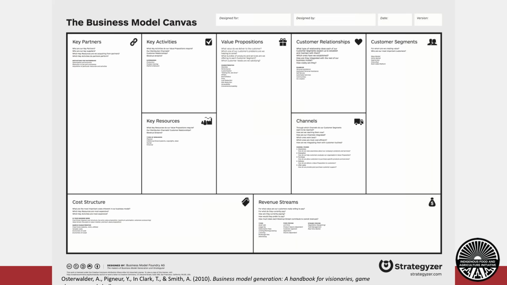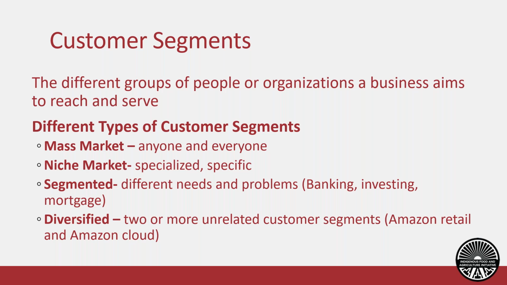So let's start with customer segments. Customers are the most important part of the business. You need to have customers to buy what you're selling. If you do not have customers, your business may not be around too long. So these are the different groups of people or organizations or other businesses that you reach out to and that you serve. There are different types of customer segments.